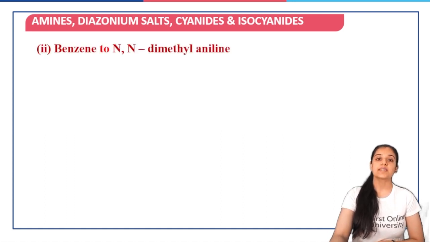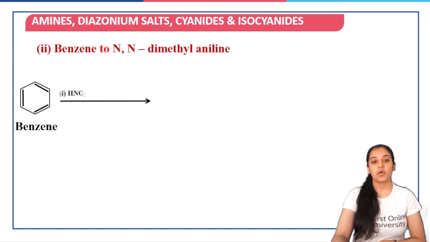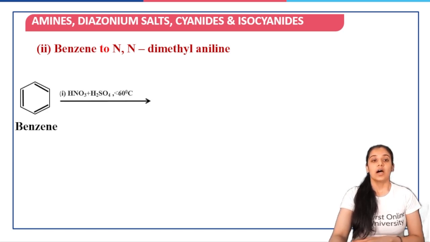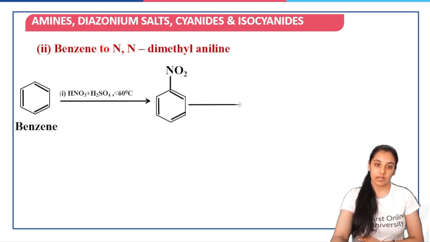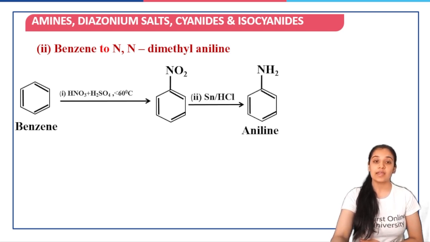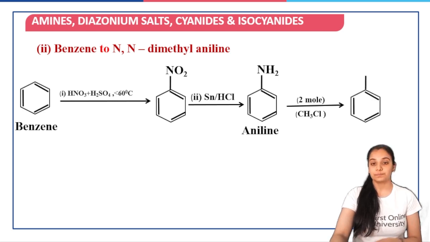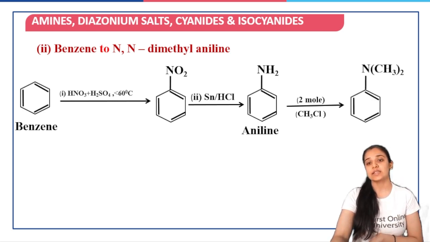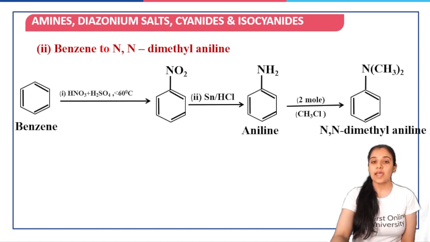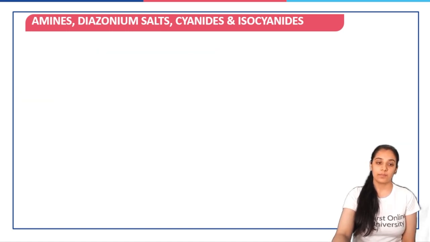The second was benzene to N,N-dimethylaniline. So again, we can first have the formation of nitrobenzene with H2SO4 and HNO3. We can reduce it to aniline, and now we can have the substitution by introducing 2 moles of alkyl halide, and we have seen that with alkyl halide, the product formed will be N,N-dimethylaniline.